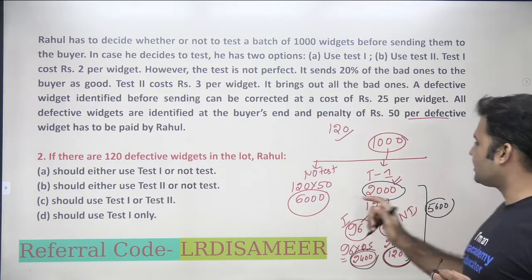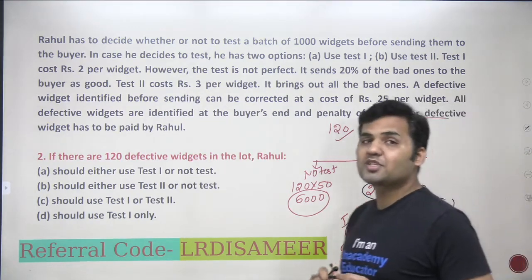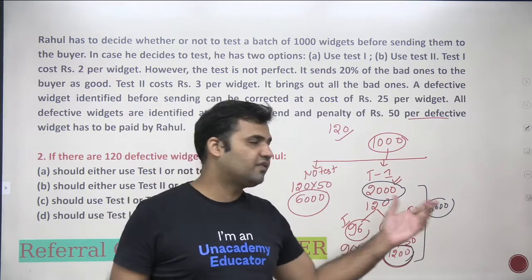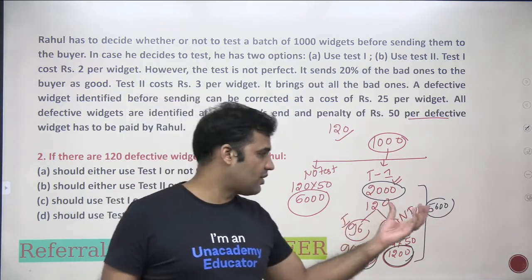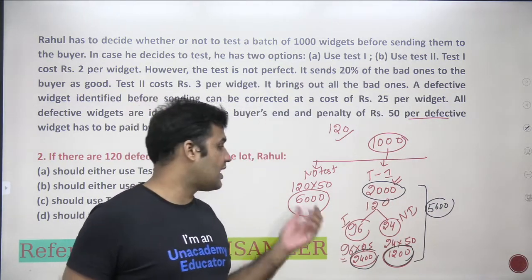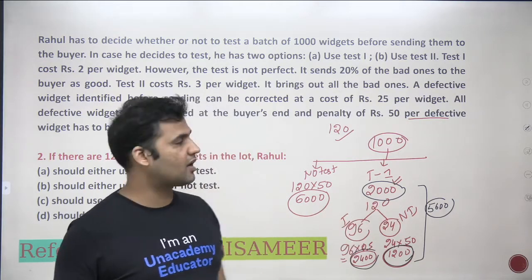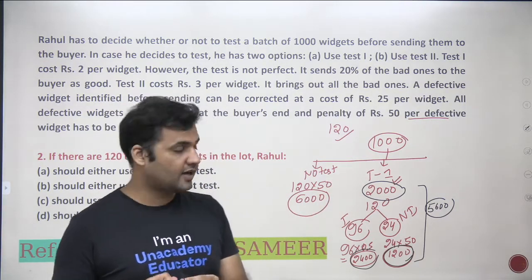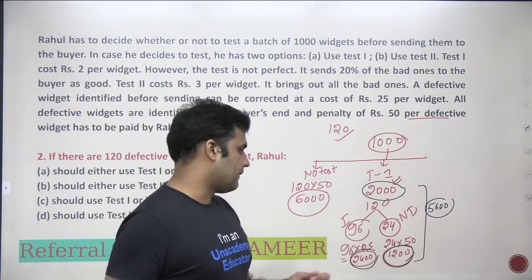So between no testing and test 1, which option is better? Here Rahul is spending 5600, so here 5600 rupees is going out of Rahul's pocket, and here 6000. So obviously test 1 is better. No testing is not equal to test 1, right? Okay.